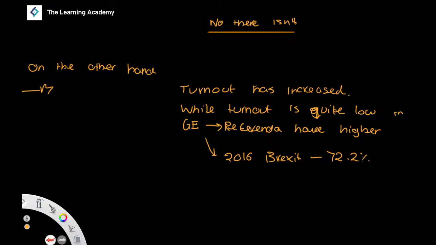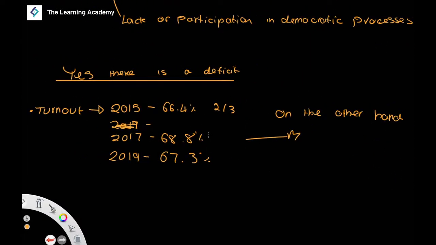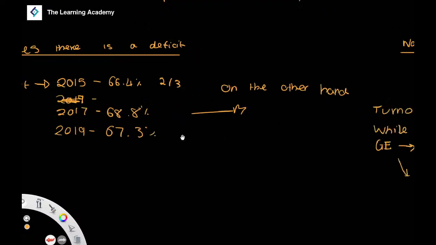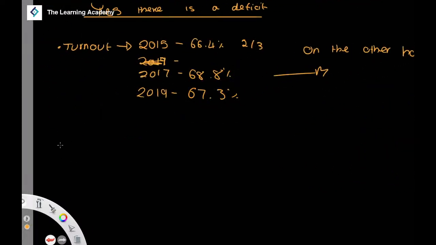So you could really go back and forth with this argument. While turnout is, on one hand, generally quite low in general elections, 66, 68, 67, on the other hand, there are 2 points you could make. One, turnout has increased since 2001. And two, turnout in policy-specific votes like referendums is generally a lot higher, like 72.2%. On the other hand, we could then talk about turnout in local elections.